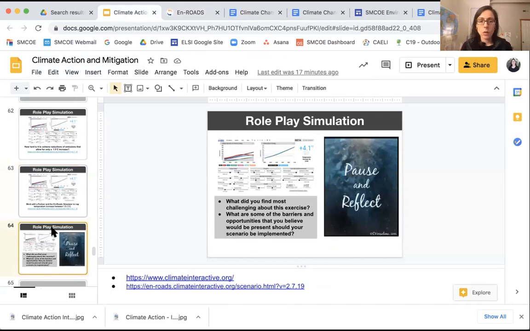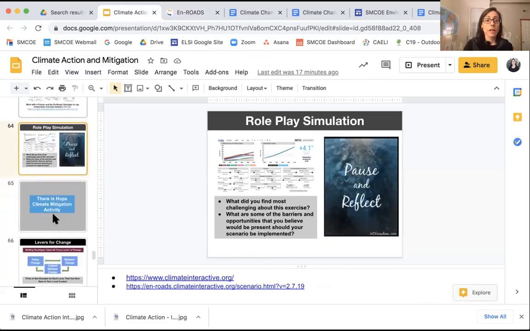What was challenging? What was exciting? What were barriers and opportunities? You could do this in a very short time period. I've done this with students in just like a 10 to 15 minute activity, or you can make this a couple days or a week where kids are really into the simulation. So that's there for you.